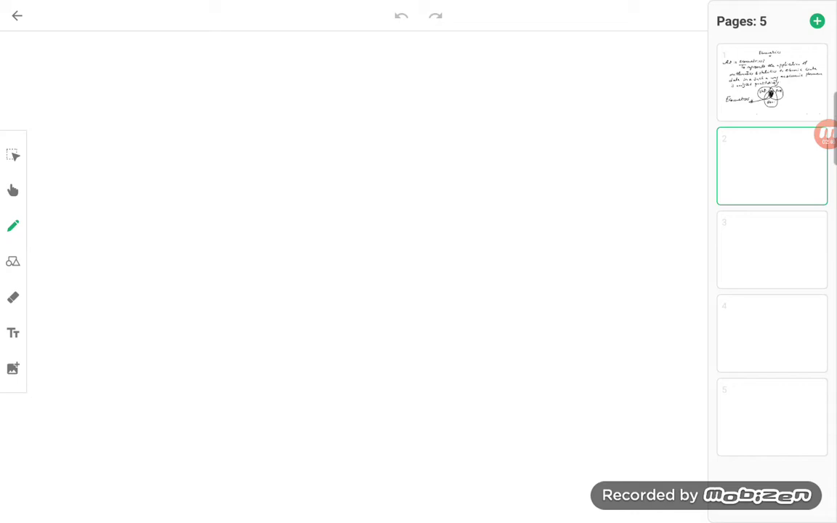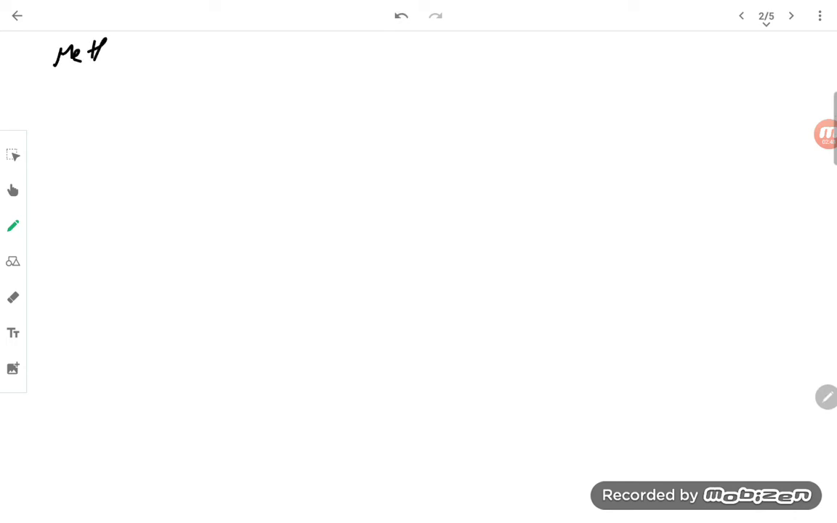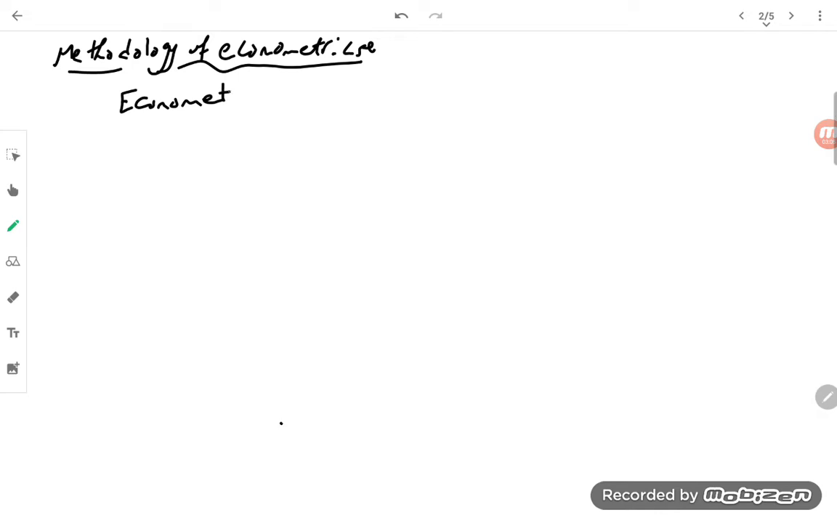The methodology of econometrics has certain steps. This means that in order to perform an economic analysis, an econometric analysis, a number of successive steps should be followed.